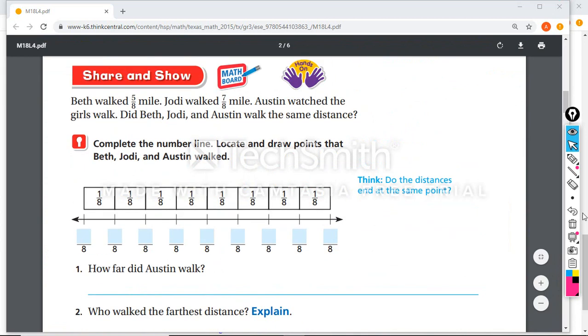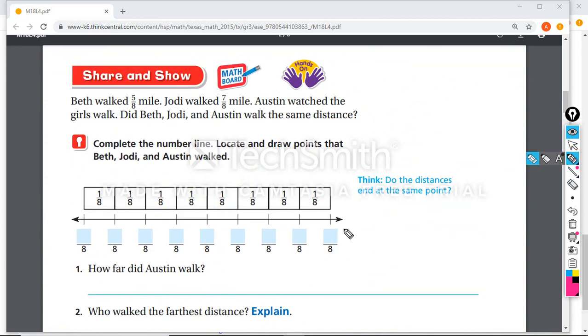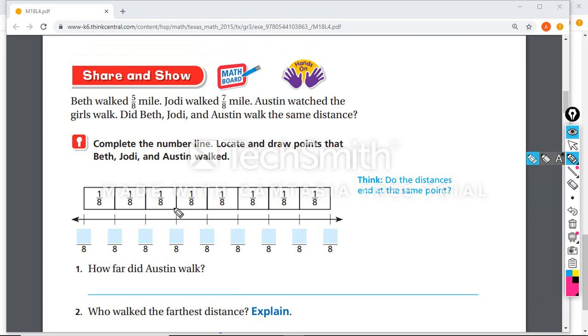Okay, so let's look at this one where we have a number line. These are eighths, so let's look at Beth. Beth walked 5/8 of a mile. Jody walked 7/8 of a mile. Austin watched the girls walk. Did Beth, Jody, and Austin walk the same distance? Well, let's locate the distance for each one of them and then draw the points that Beth, Jody, and Austin walk. So again, we start here with the eighths.